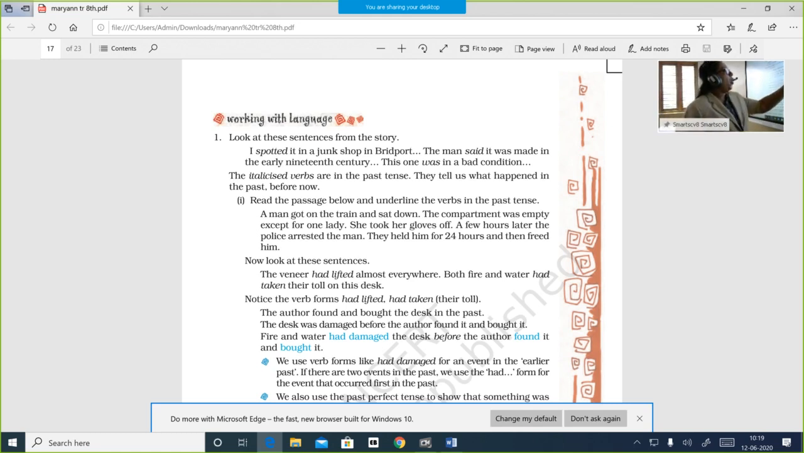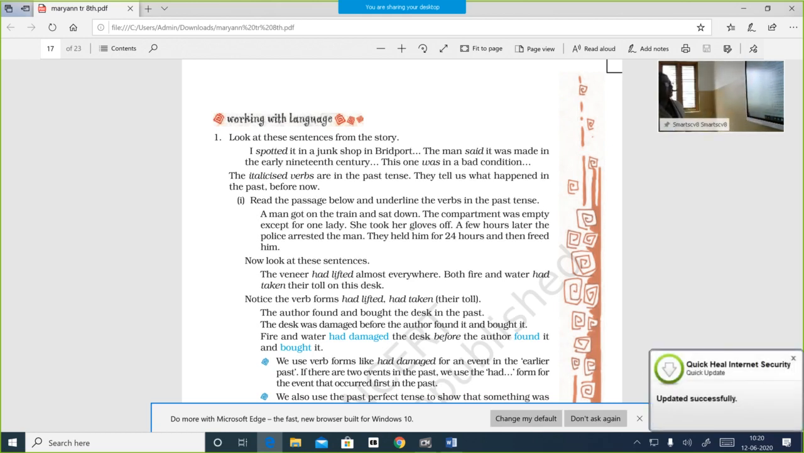The compartment was empty. Underline the word was. The present tense is is, and the past tense is was. Let us read once more: the compartment was, underline was, empty except for one lady. Next sentence: she took. Underline took. Took is the past tense of take. So the next sentence the teacher will read.